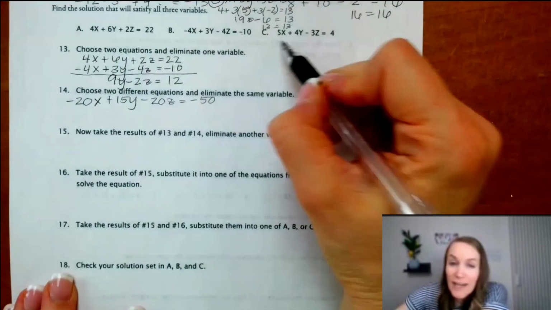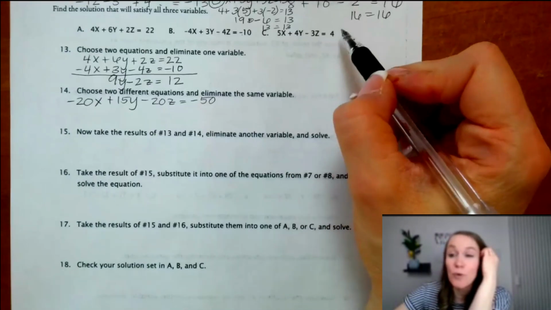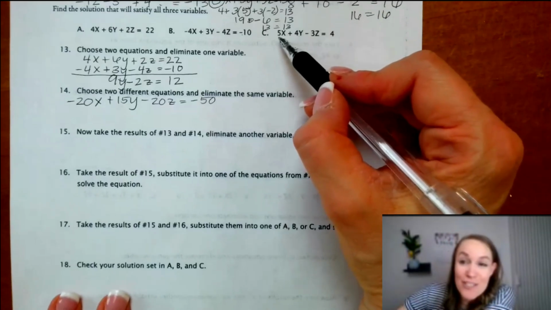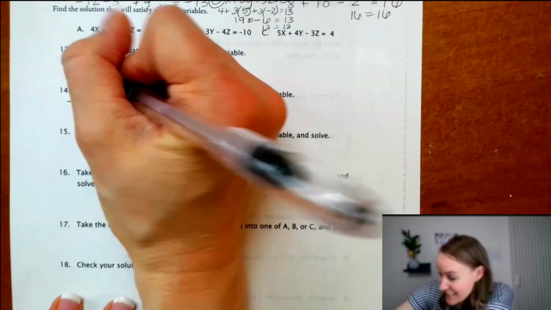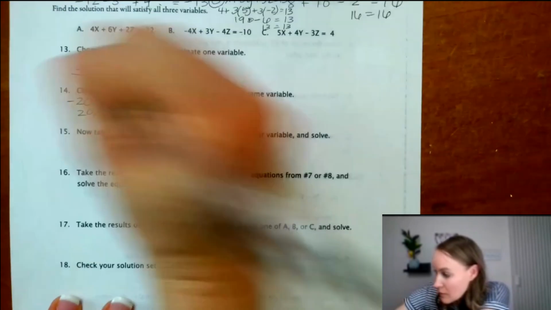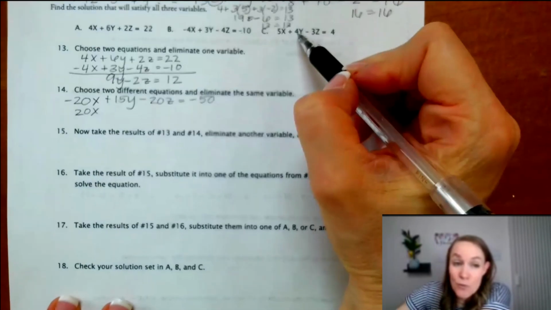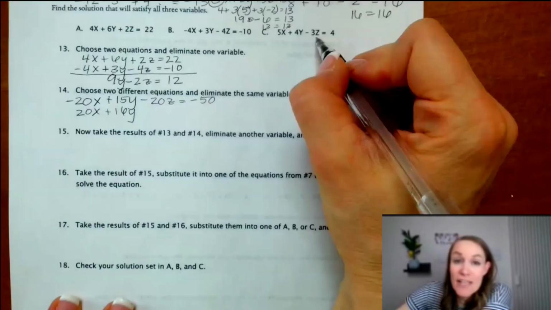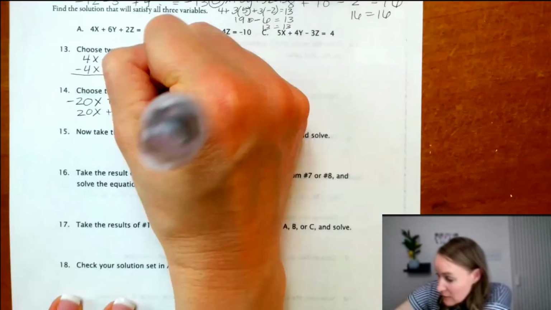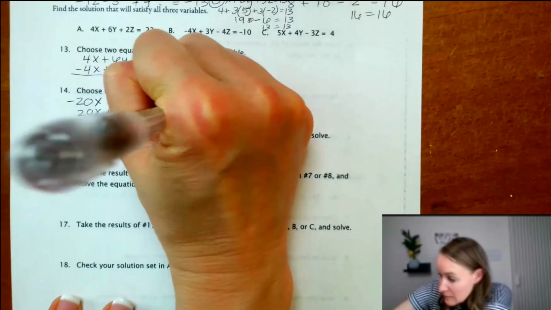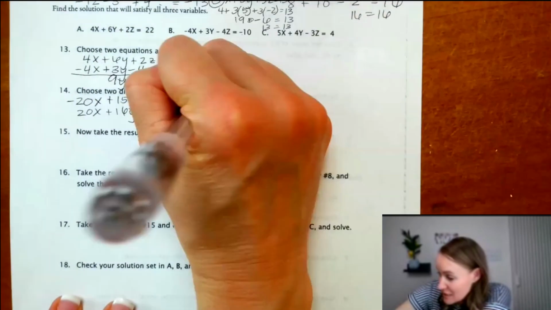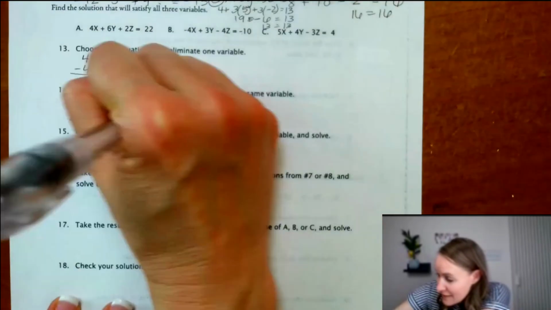And this one, I'm going to write it down as I multiply it by 4. So 4 times 5 is 20, so I have 20x plus 16y minus 12z equals 16. And we're going to add that together.